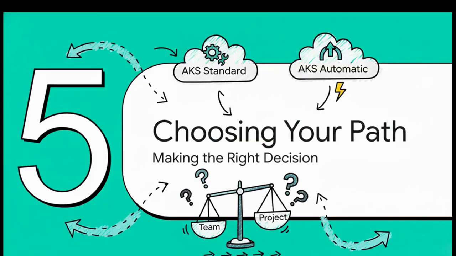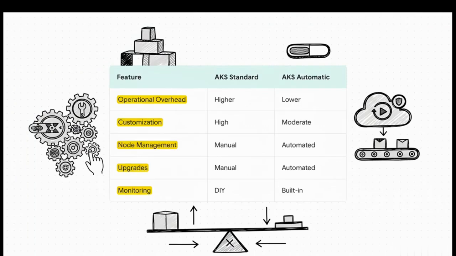So with both of these paths laid out, we get to the big question. How do you actually decide which one is right for your team, for your project? This table does a fantastic job of just crystallizing the differences. You can see that trade-off so clearly. Standard gives you that deep customization, but it comes with higher operational cost. Automatic gives you lower overhead and those great built-in features, but you do sacrifice some of that fine-grained control.